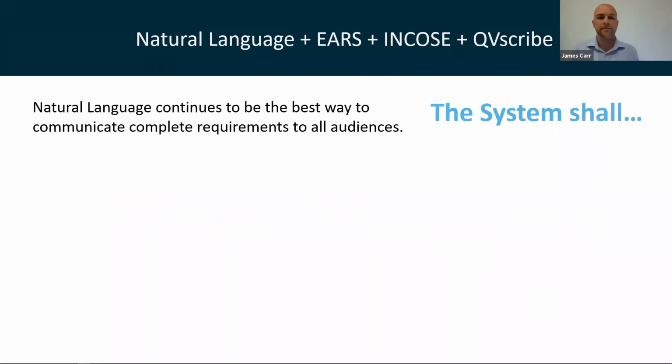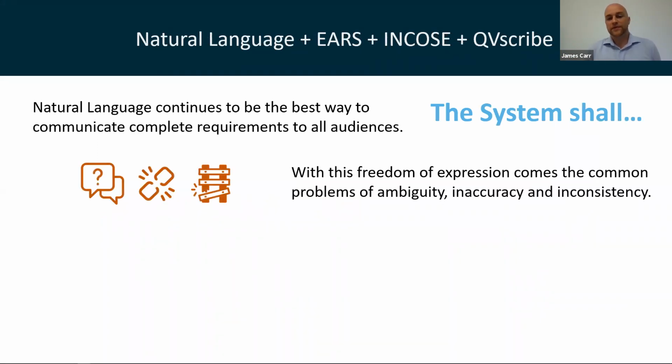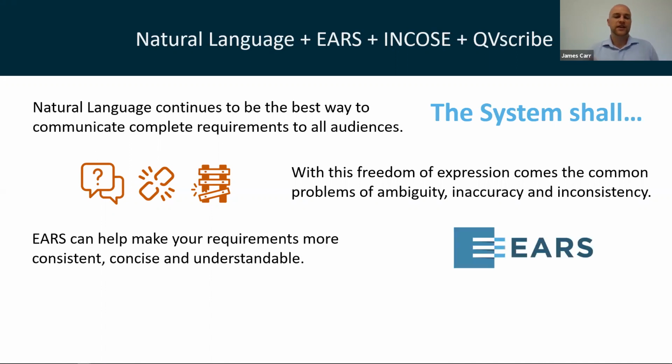And so just to recap, the problem is with natural language. Natural language continues to be the best way to communicate these complex requirements to all audiences. With this freedom of expression come the common problems of ambiguity, inaccuracy, and inconsistency. So what you get with EARS is the ability to make your requirements more consistent, concise, and understandable.